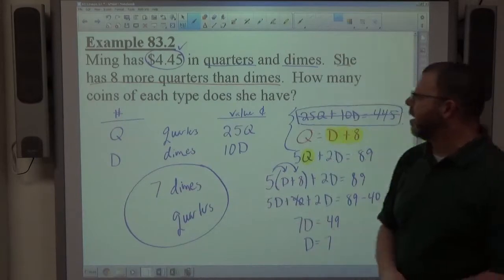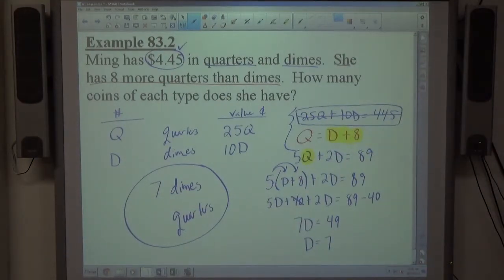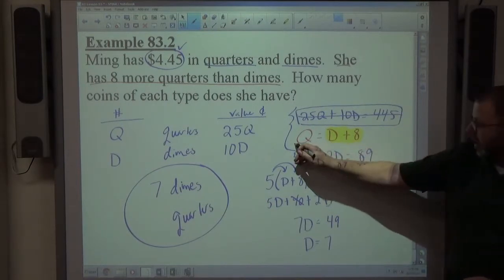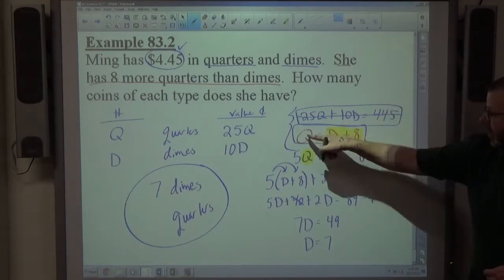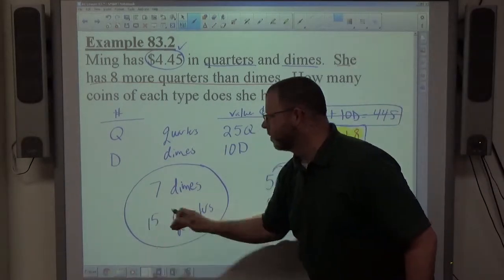Our job is to find the number of dimes and the number of quarters, right? There are 15 quarters. And how do you know that, Parker? Because there's 8 more quarters. All we have to do is go back here. If there's 8 more quarters, take the dimes, which you found is 7, add 8 to get Q, so 15 quarters.